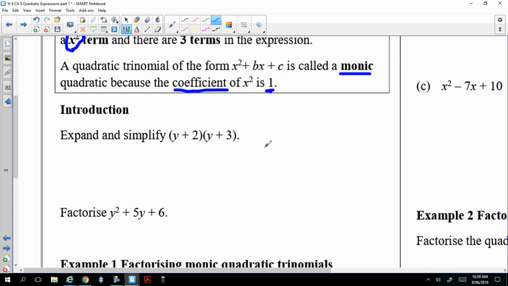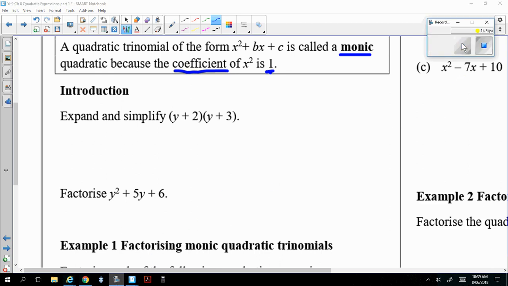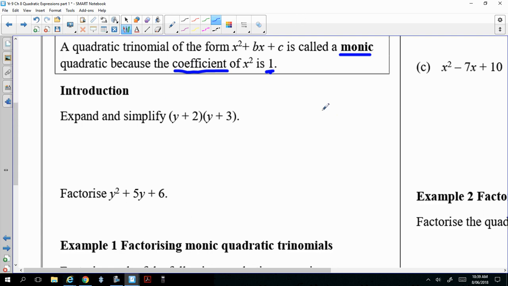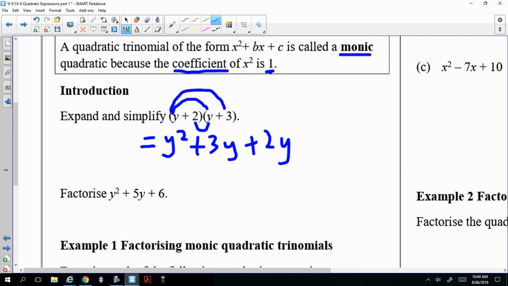So before we start, we'll do an introduction. Okay, so what we do is, we're going to expand this. Remember, factorization is opposite to expand. So we're going to expand this. y times y is y squared. And then y times 3 is 3y. 2 times y is 2y. 2 times 3 is 6. And then you end up with, now, what's 3 plus 2? It is 5, isn't it? So we go 5y plus 6. And then I'm going to ask you, how do I factorize this?